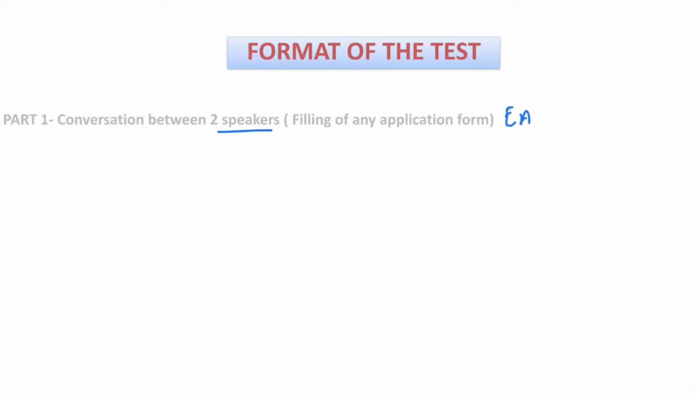Now let's talk about the format of the test. There are 4 parts in our listening test. In part 1, you will listen to a conversation between 2 speakers. Mostly in this part, you will get an application form to fill in, and the questions asked in part 1 will be quite easy. This is the easiest of all parts, and students tend to score more bands in this part.